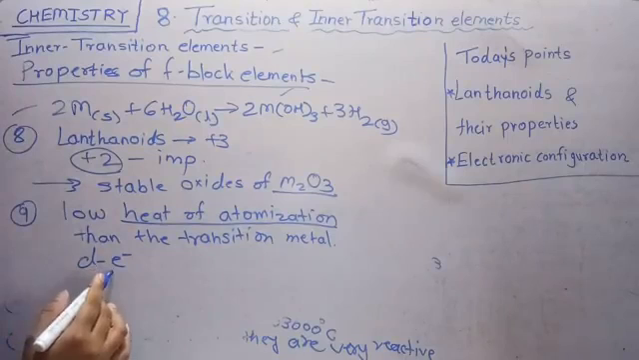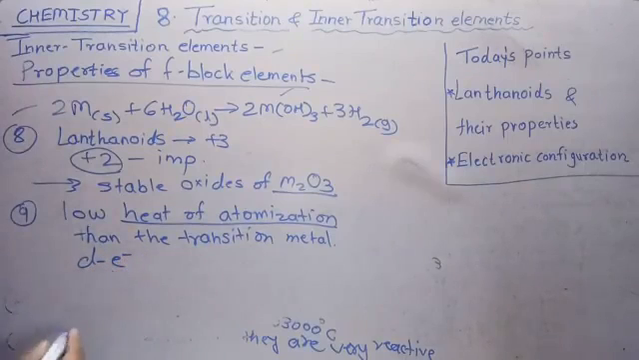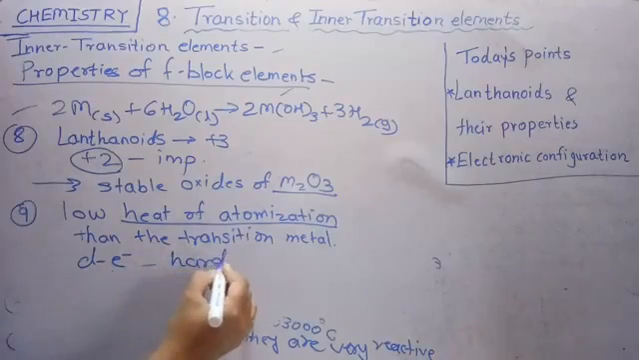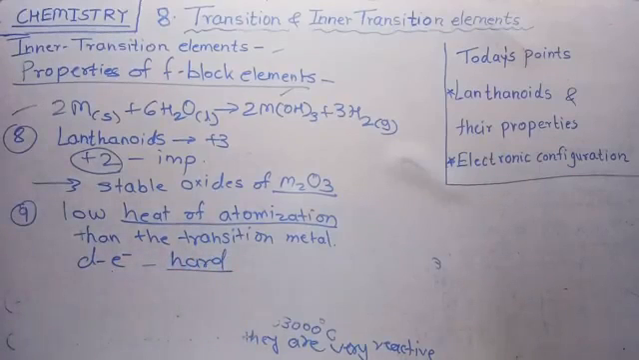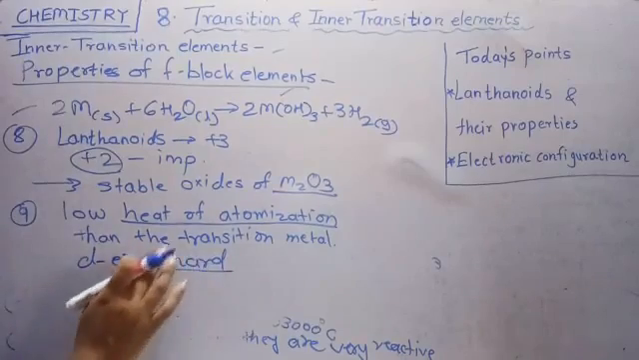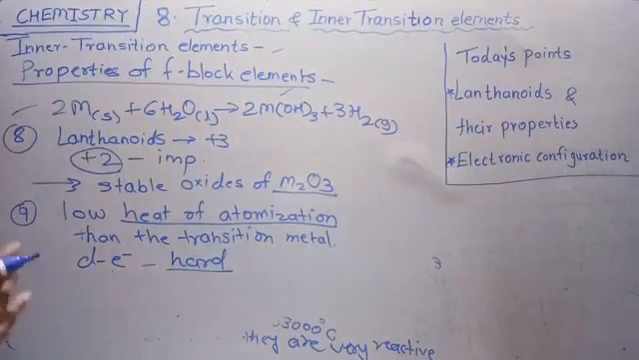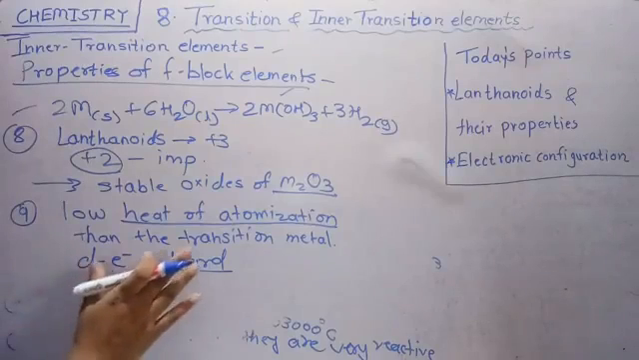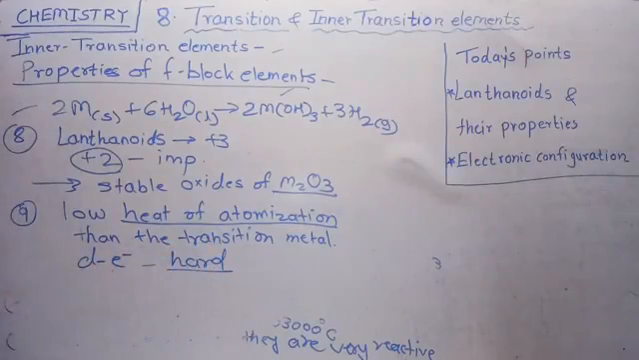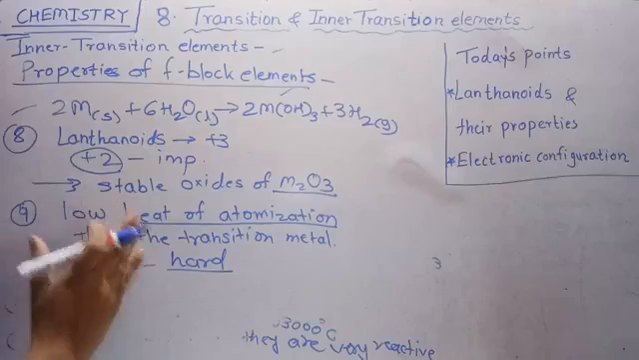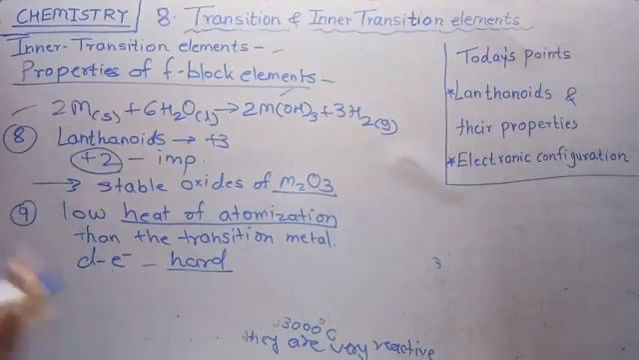Due to these d electrons of transition metals, they are very hard, and their crystal lattice is not easily broken, which requires a higher amount of energy to break the crystal lattice of the transition metal. So, transition elements have a higher heat of atomization than the lanthanoids, or you say f-block elements.